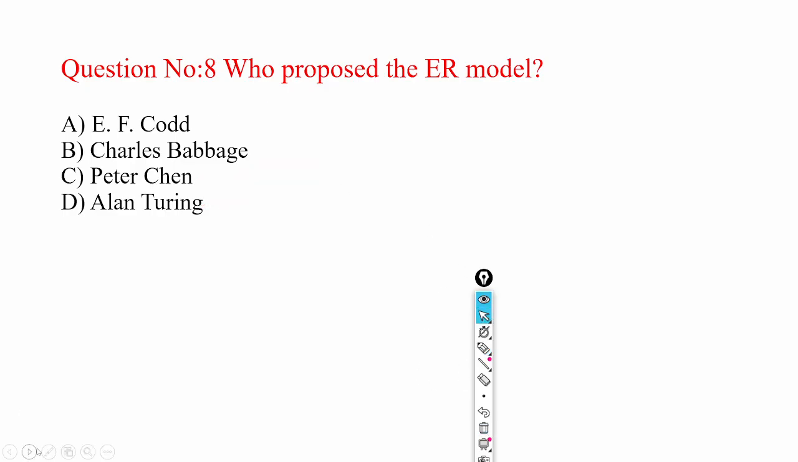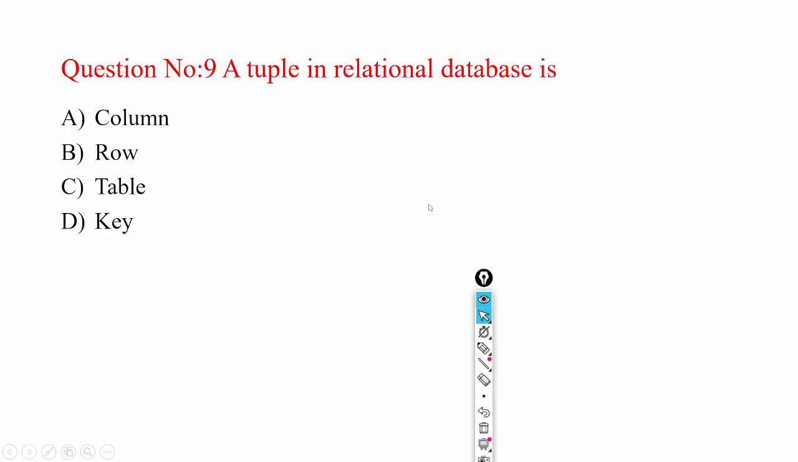Moving to question number 9. A tuple in a relational database is a column, row, table or key. In the first question I already discussed tuples and attributes, right? Simply you can answer. The correct answer is option B, row. In the relational model, a row is called a tuple. Then what is a column? The column is nothing but the attribute.